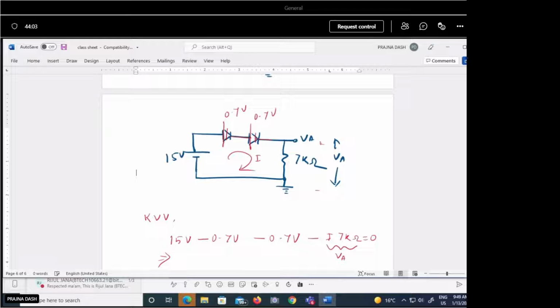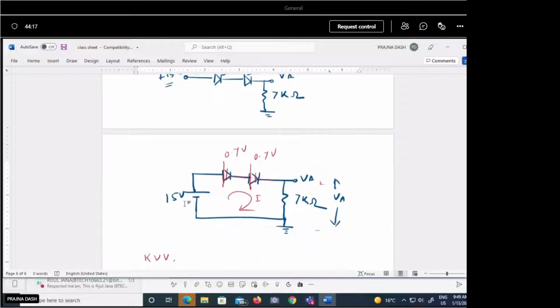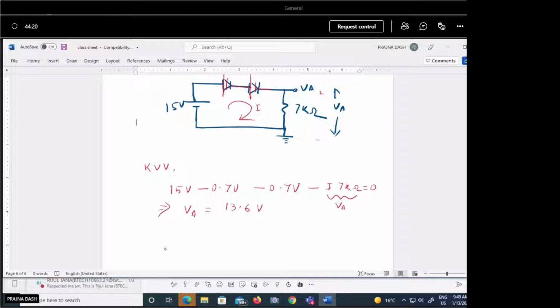So what will be the voltage across this, VBA? 13.6. Yes, 13.6 volt. So in this question you need to calculate VBA. If required, you can calculate the current also. I will be equal to this VBA value, 13.6 volt, divided by 7 kilo ohm. You can find the current value also. So the current will be 1.943 milliampere. In this way you have to calculate the voltage or current in the diode.